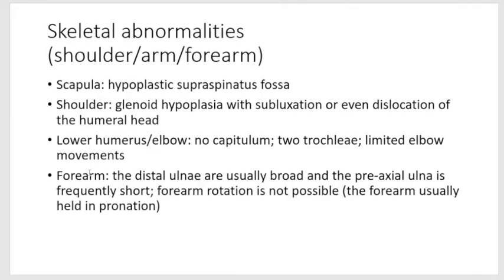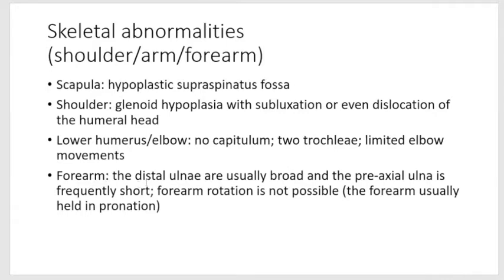Now, we all talk about fingers and ulna, but the whole limb is abnormal. If you see a patient, you will realize this very quickly. The scapula have different variable deformities, but they always have a hypoplastic supraspinatus fossa. The shoulder will have variable degrees of glenoid hypoplasia with subluxation or even dislocation of the humeral head in some cases. The lower humerus at the elbow, obviously, has no capitulum, and the trochlea is frequently hypoplastic. And of course, that leads to limited elbow movements.